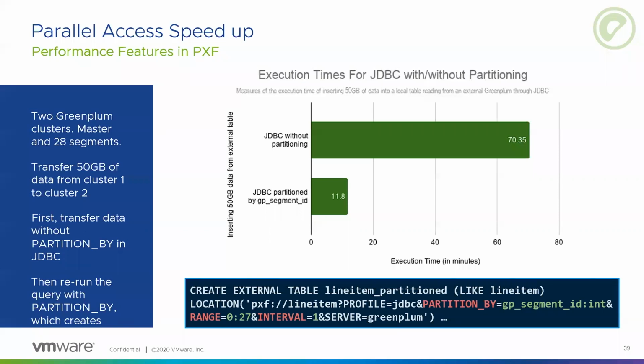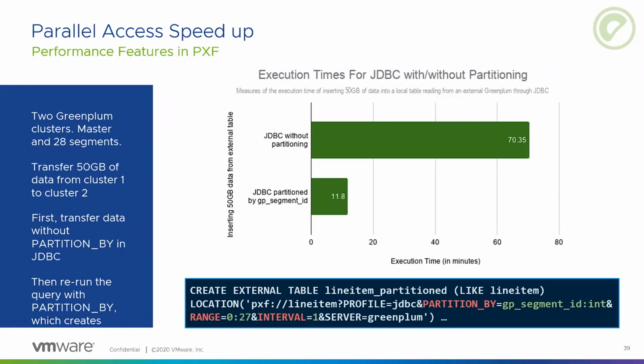Both queries use PXF, but in the second query, we just add 3 properties in the table definition, as we can see in this graph and this DDL. And that makes the query run in parallel. The 3 properties are highlighted in red: partition by, range, and interval. Partition by specifies the column name to use for the partitioning on the external system, as well as the partition type. We support int, enum, and date partition types. The range property specifies the range of values for the partition, and the interval specifies the step in the data range. By adding these 3 properties, we enable parallel querying on the external system for this table.